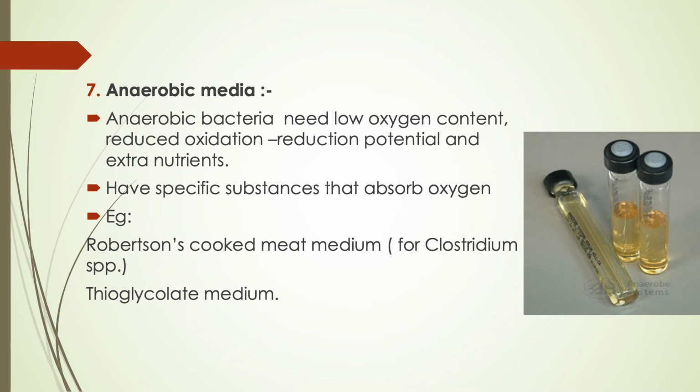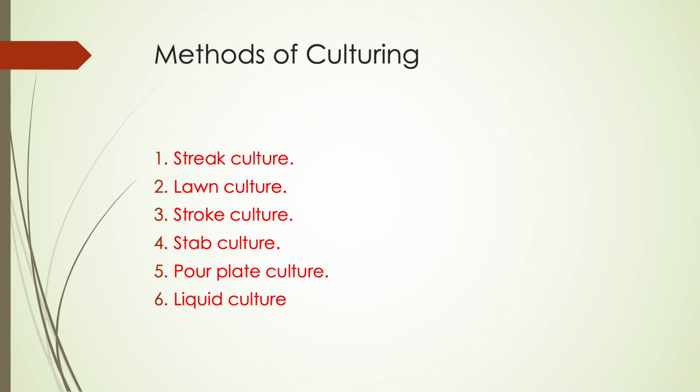So now let's come to the methods of culturing. So how many methods do we have for culturing of our bacteria? Actually, we have 6 methods to culture our bacteria. So you'll ask me, okay, are you going to do this in the lab? Yes, we will do all these things in the lab while examining specific types of bacteria, okay? So we have, first of all, streak culture, we have a lawn culture, stroke culture, stab culture, pour plate culture, and liquid culture.